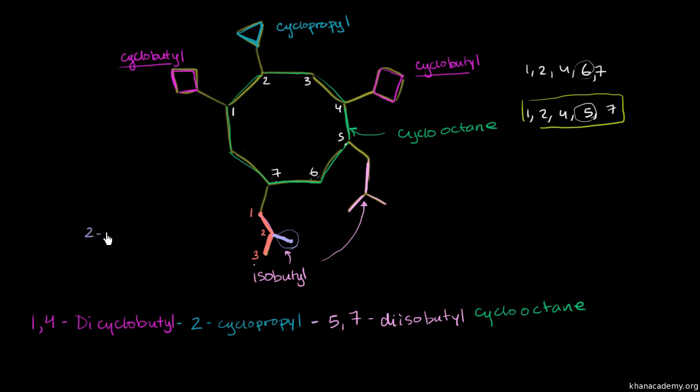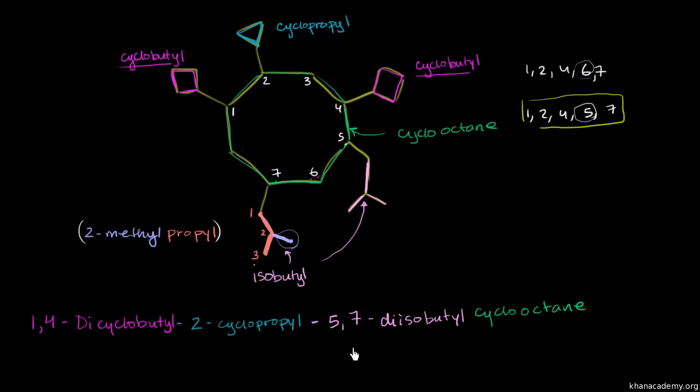So let me write this down. 2-methyl propyl. And so this is the systematic name. And of course, there's 2 of them. This is a 2-methyl propyl right over here. Instead of an isobutyl, we'll call it 2-methyl propyl. And this is another 2-methyl propyl.